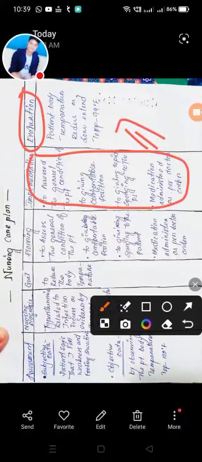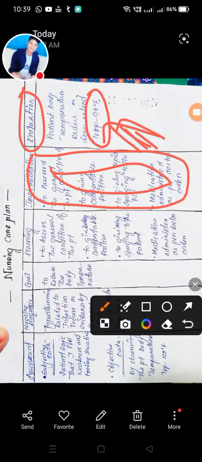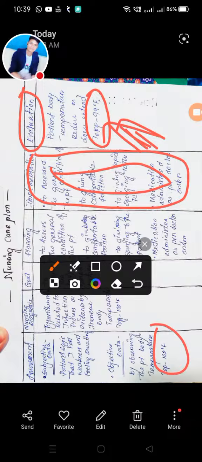For example, we planned to check the vitals, give a comfortable position, give a sponging bath, and give medications as per the doctor's order. After giving all that care, the patient's body temperature decreases. Now the patient's body temperature is 99; at the start it was 102. That is our evaluation. After giving all that care, how is the patient's current condition? Did the fever decrease or not? If it is pain care, did the pain decrease or not? That is the evaluation. What I mention in the evaluation is that the patient's body temperature reduced to some extent.